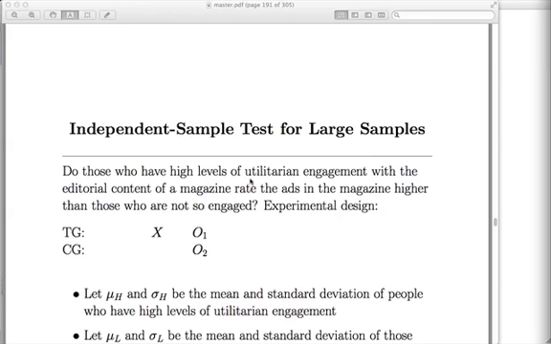This is one from some work that I've done, and we'd like to answer this question: do high levels of utilitarian engagement with the editorial content of a magazine affect the way people react to the ads? It's a really age-old question in advertising. The question is, how does the surrounding context in which you encounter an ad affect the way you react to it? And I think people have known for decades that it must have an effect.